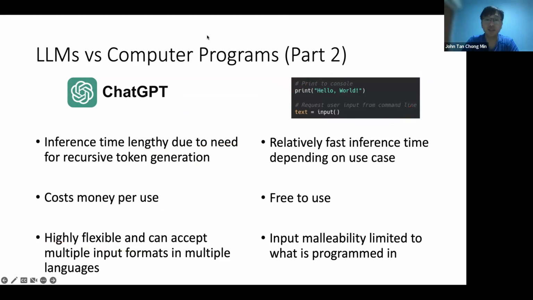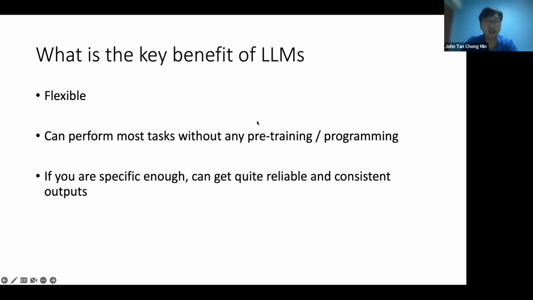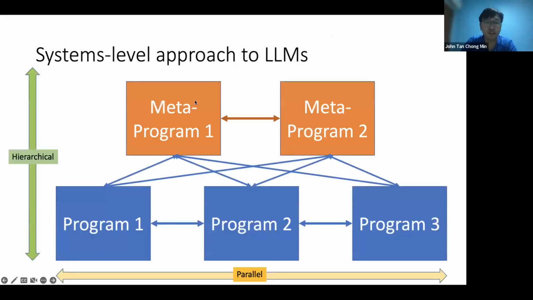So for your projects, do explore this. I think a mixture of both GPT and computer programs is the best way ahead, because GPT is not good at everything. You will still need some form of reliability and consistency that you can get from a computer program for some use cases. So the key benefits of large language models: very flexible, can perform most tasks without pre-training or programming. And I would like to say that I really love prompt engineering because it got me to do a lot of things.